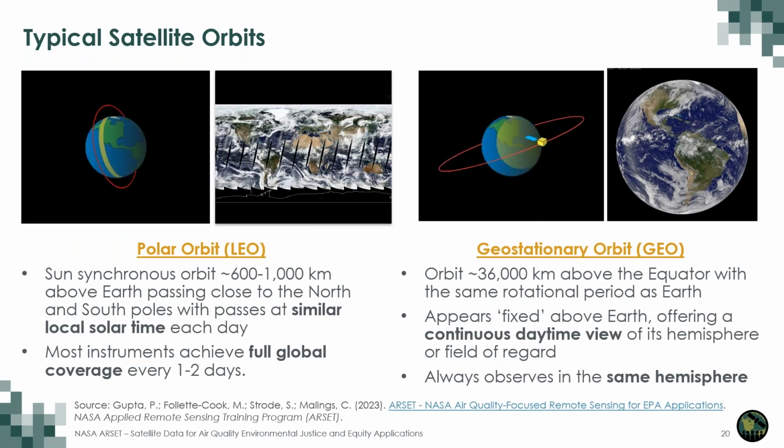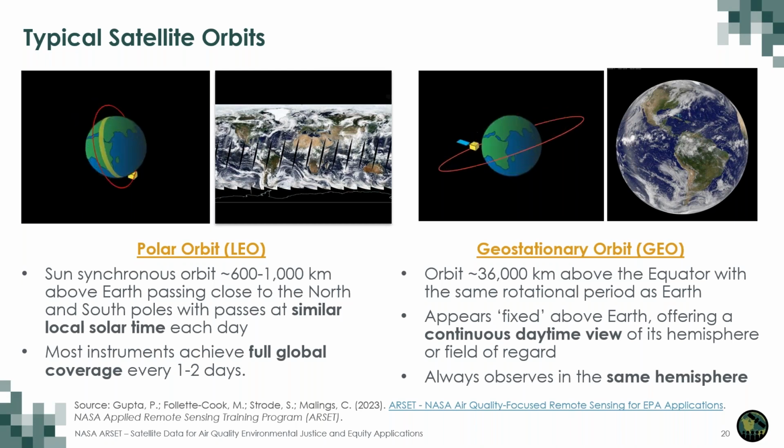There are a lot of different properties of satellites and instruments which have an effect on how they can make retrievals of certain geophysical quantities, which have implications for how the data can be used to support different applications like environmental justice. The first property I want to talk about is orbits. Typically, satellites providing retrievals relevant to air quality are in one of two types of orbits.